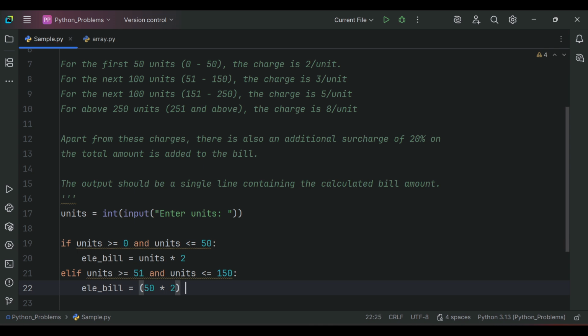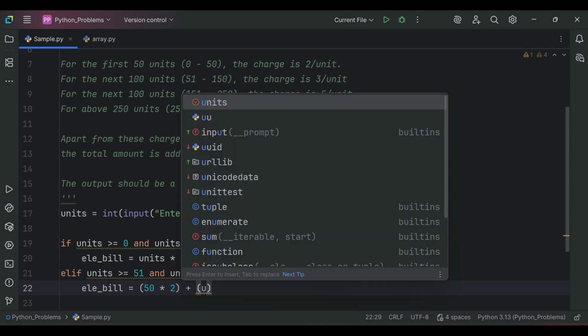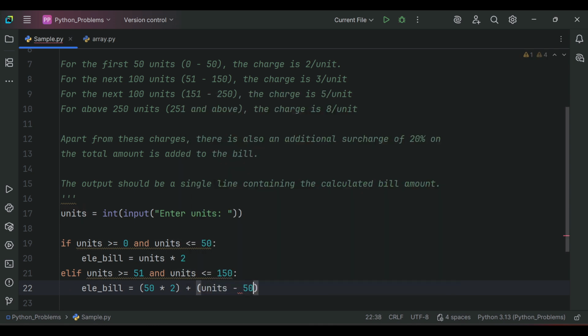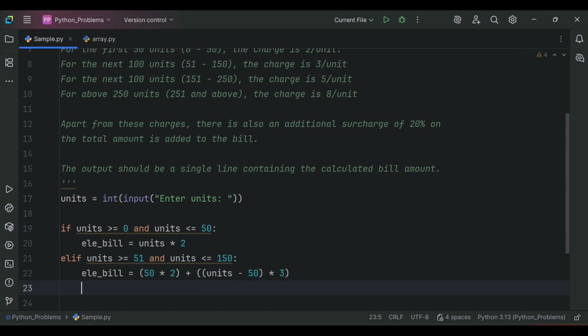Take 50 into 2, plus remove these 50 units from the complete bill. That means units minus 50, into 3 rupees. This is the electricity bill when the units are between 51 and 150. Next, take another elif condition.